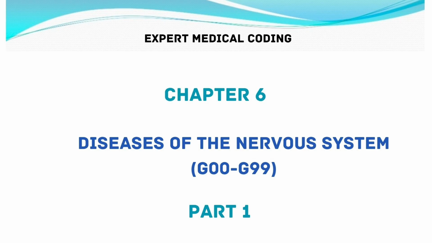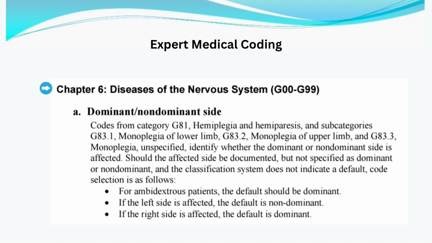In today's video, we are going to start Chapter 6, Diseases of the Nervous System Guidelines. It covers from G00 to G99. So let's get started with the guideline. First, I'll go through the guideline and then I'll explain it in more detail.